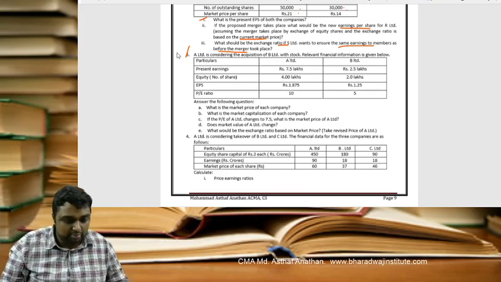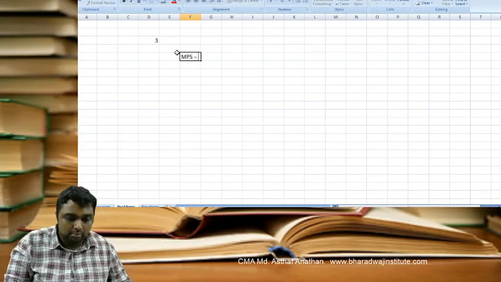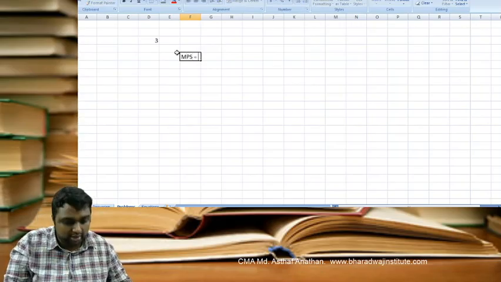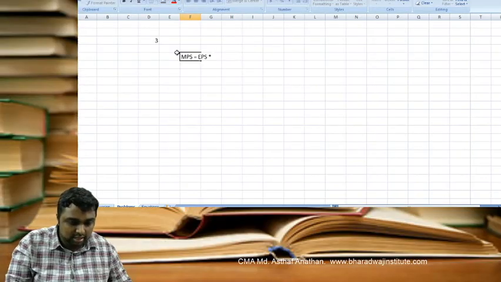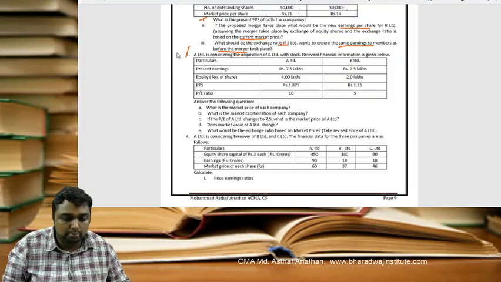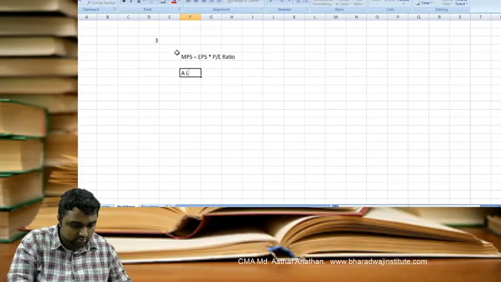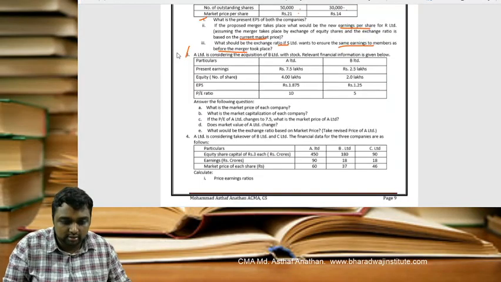What is the market price? Are you ready? We are going to start with question number 3. Market price. We know the market price equation: EPS into PE ratio. First we will find out for A Limited. What is A Limited's market price?